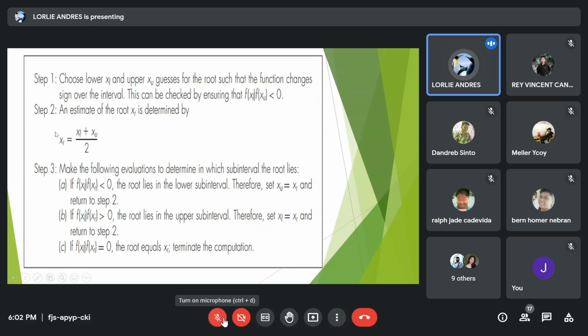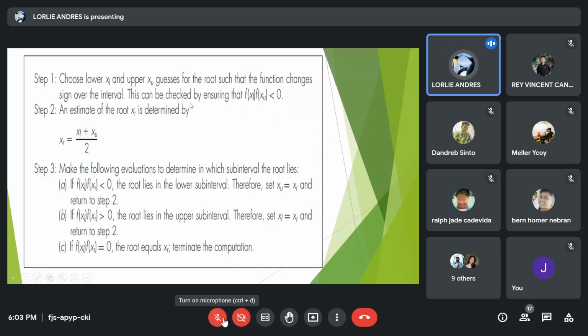Muna siya ang sa to ang bisection method. Muna siyang iyahang algorithm. The steps nga ato ang i-follow para ma-solve nato ang approximate root value of an equation using the bisection method. So ana siya, the step 1, you are going to choose lower and upper guesses. So muna siya imong x sub L and x sub U. And then this can be checked by ensuring that your f of x sub L multiplied by f of x sub U is less than 0. So that is the first step.